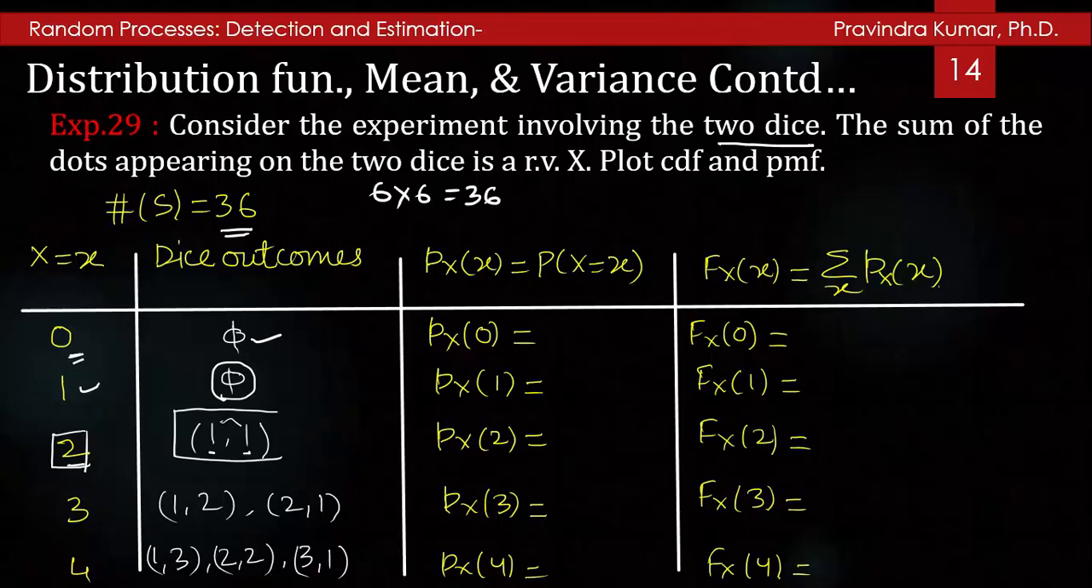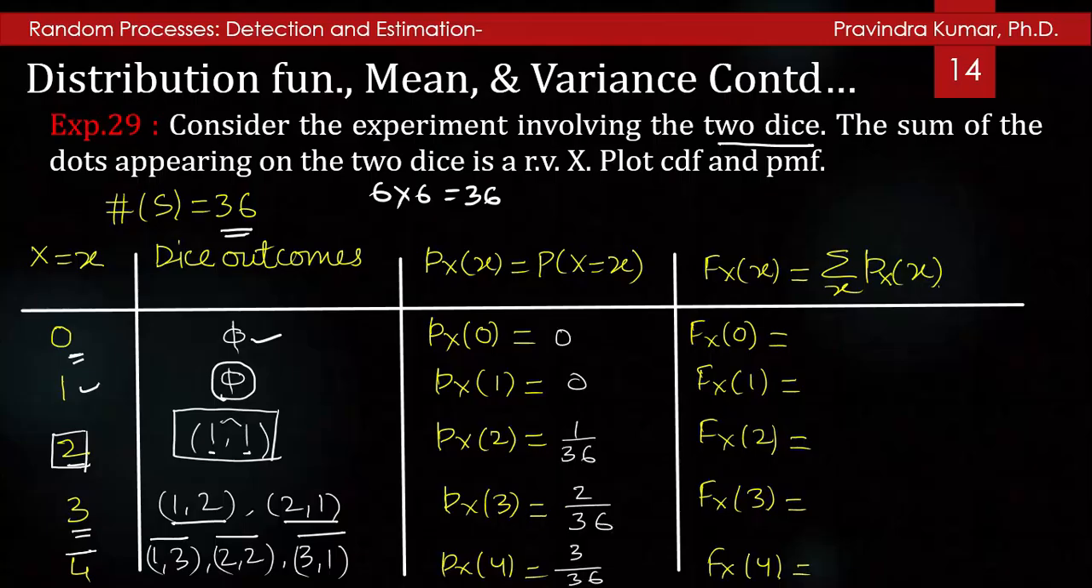The favorable outcome is 1 outcome. And for the case of x equal to 3, the favorable outcomes will be (1,2) and (2,1). And for x equal to 4, the favorable outcomes may be (1,3), or (2,2), or (3,1). So there are 3 possibilities.